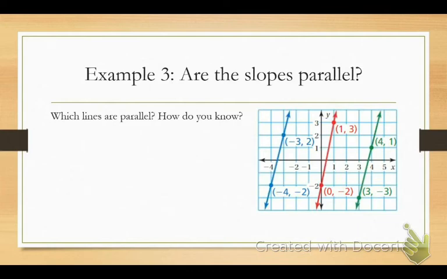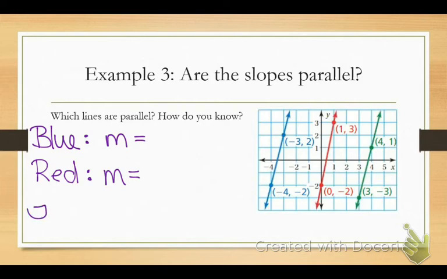I want you to find the slope of the first line. The first line is blue on my screen. You can't see the color on your paper, but you can see blue. For the blue line, we're going to say M equals, and I want you to write the slope as a fraction. Go ahead and do that. For blue, for red, look up at the screen to see the colors. And for green, you're going to find the slope. You're going to count rise over run from left to right.